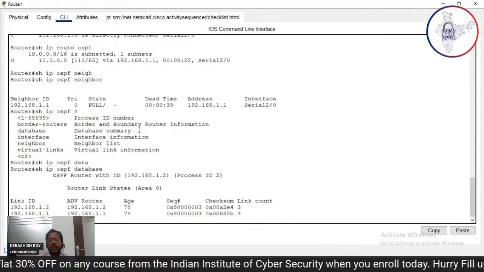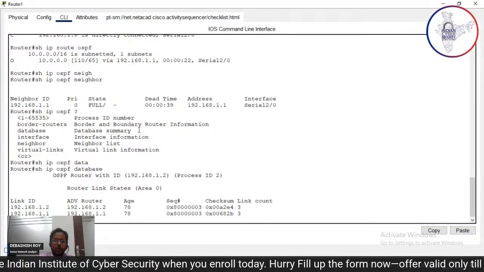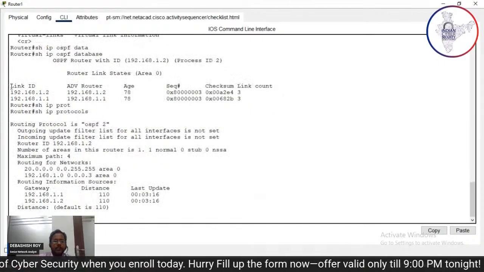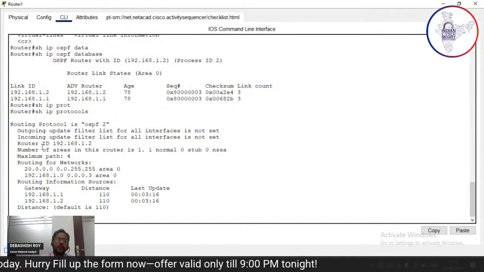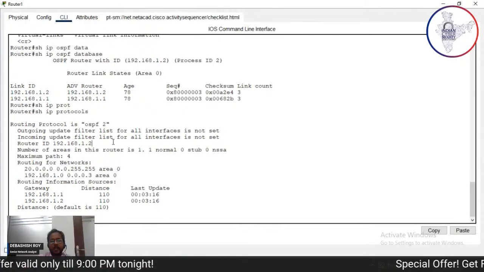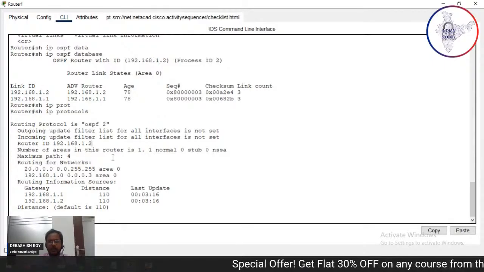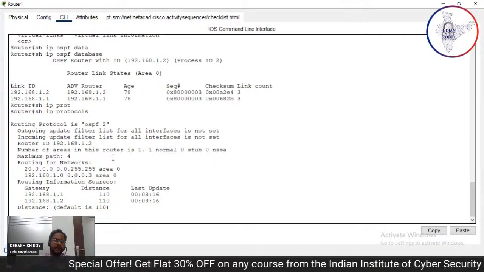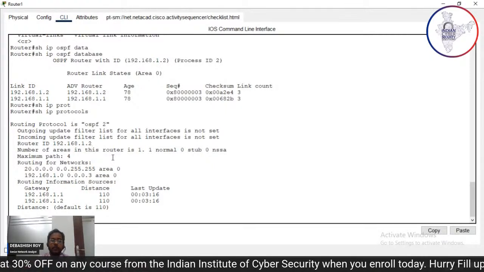So that is about the basic OSPF, and you can also check show ip protocols, and you see that OSPF is indeed running, and you can see the router ID. You can check here that the router ID is 1.2, so it has taken the serial port's IP, and you can see the maximum path 4 means it does equal cost multipath, equal cost load balancing among a maximum of 4 equal cost paths.